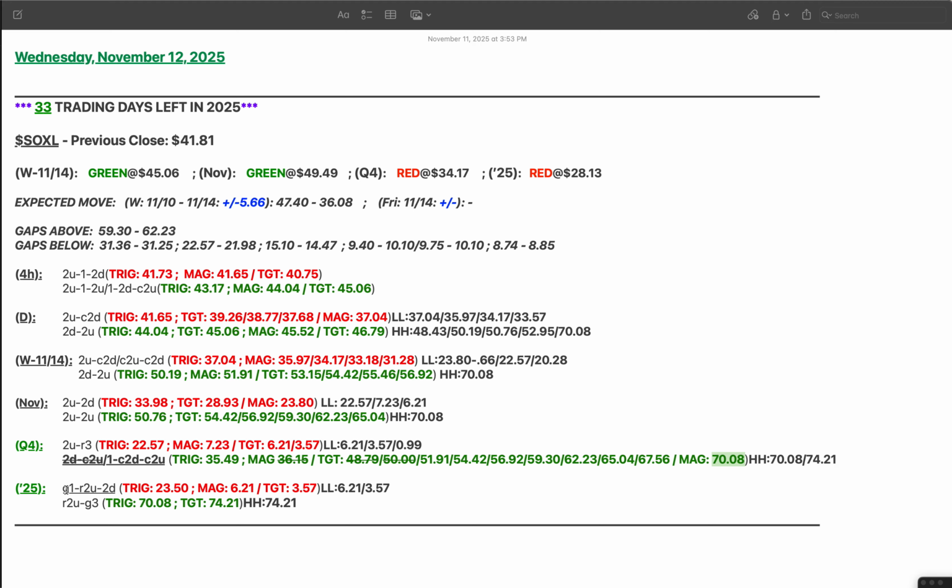All right. And again, on the year, we did trigger the 1 2 up, 2 down earlier on in the year. Again, like we said, we were able to, at this point, make a higher low, make a nice green hammer, and set us up for a possible 2 down, 2 up reversal next year in 2026, with the magnitude of that move being that 70.08 again. All right. So there you have it, the triggers and targets for everything all the way from a scalping perspective up to the 1 year chart.